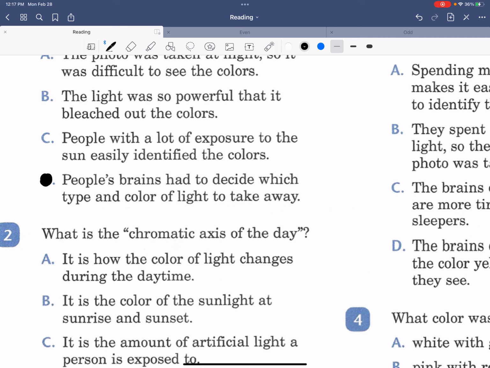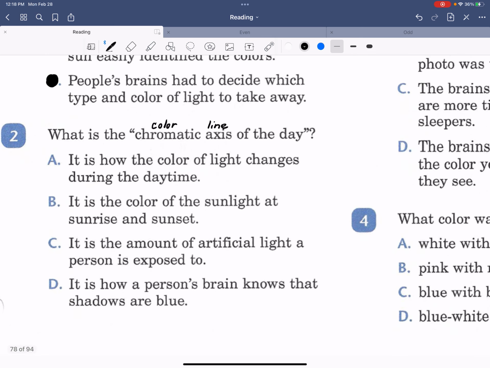Number 2, what is the chromatic axis of the day? Well, chromatic means color. Axis means line. So what is the color line of the day? It is how the color of light changes during the daytime. It is the color of the sunlight at sunrise and sunset. It is the amount of artificial light a person is exposed to. It is how a person's brain knows that shadows are blue.